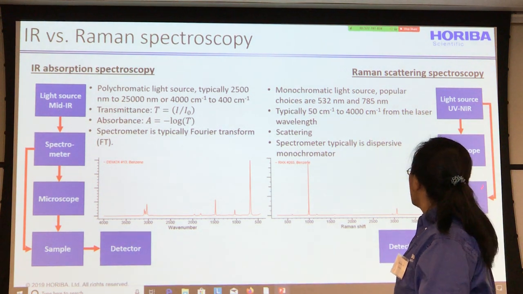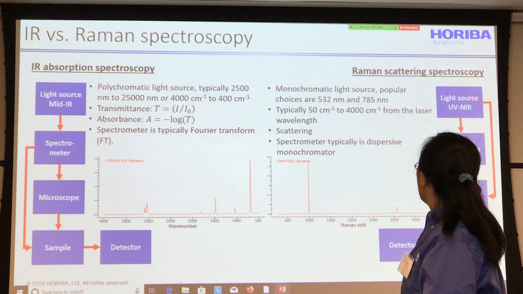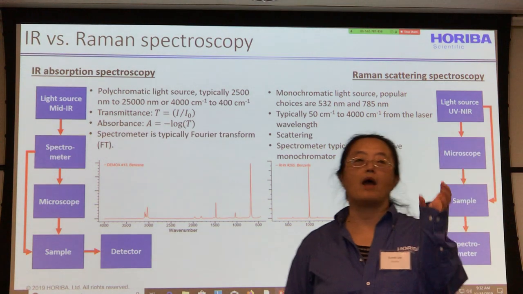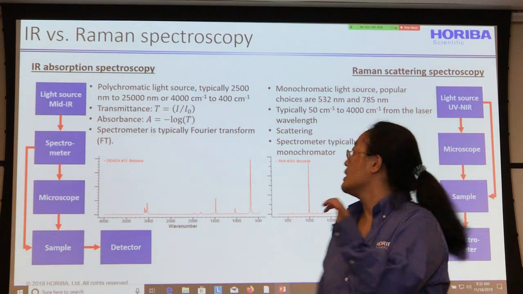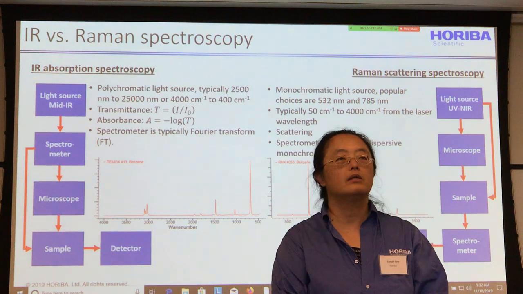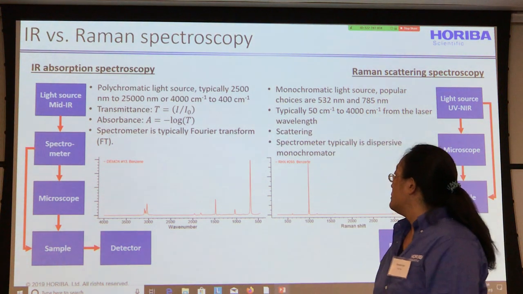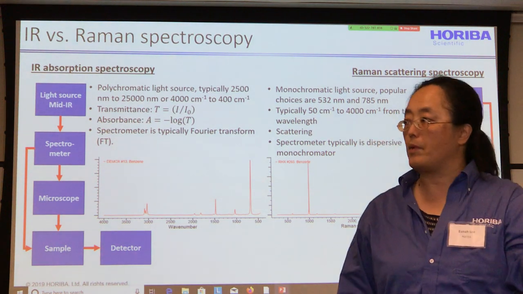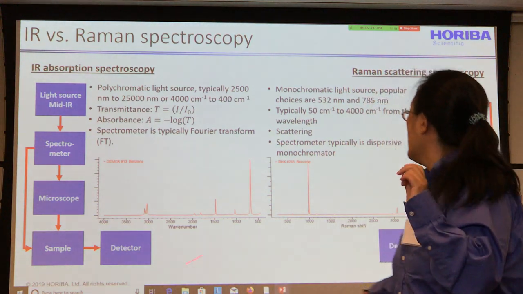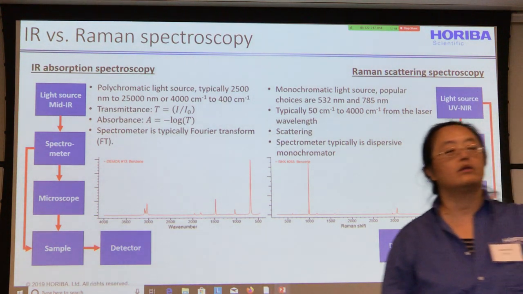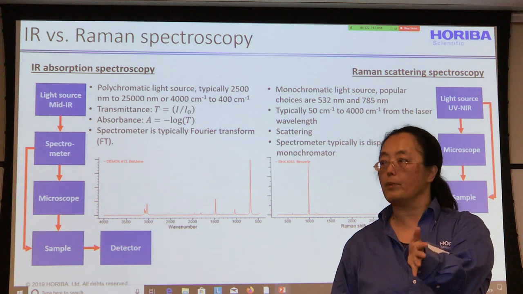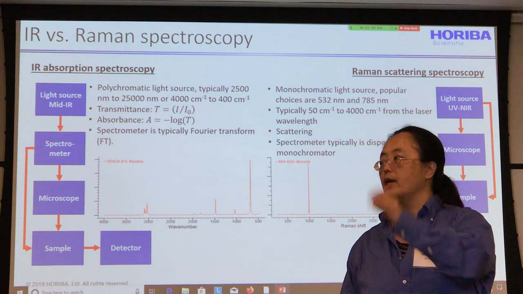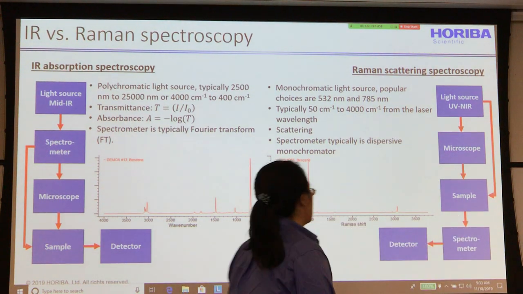So you see, it is a little bit different. In IR absorption spectroscopy, you have a polychromatic light, and then you have a spectrometer, so you can scan it. Instruments can come with a microscope, or it doesn't have to have a microscope, so it can be either way. And then you go through the sample, and you get the detector and determine how much of the light is absorbed at what wavelength. So that's IR absorption spectroscopy.